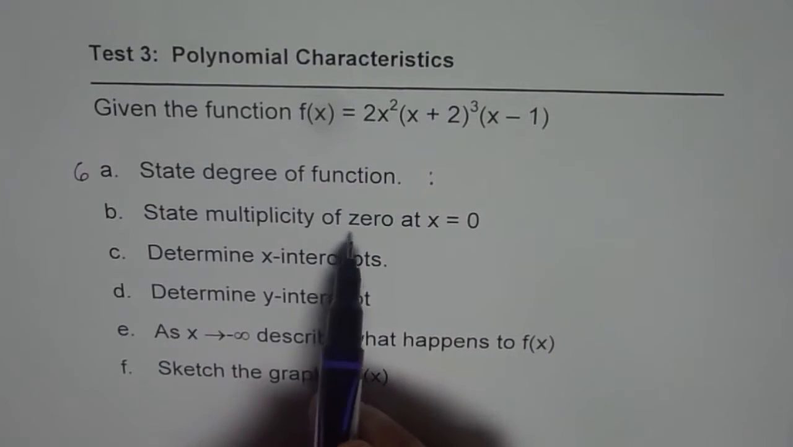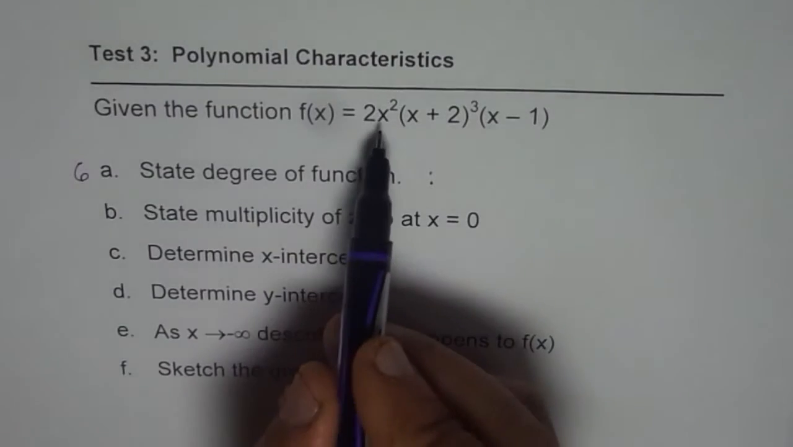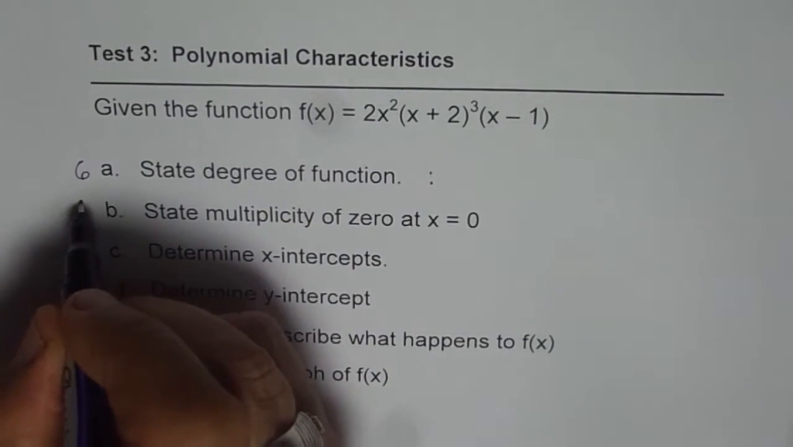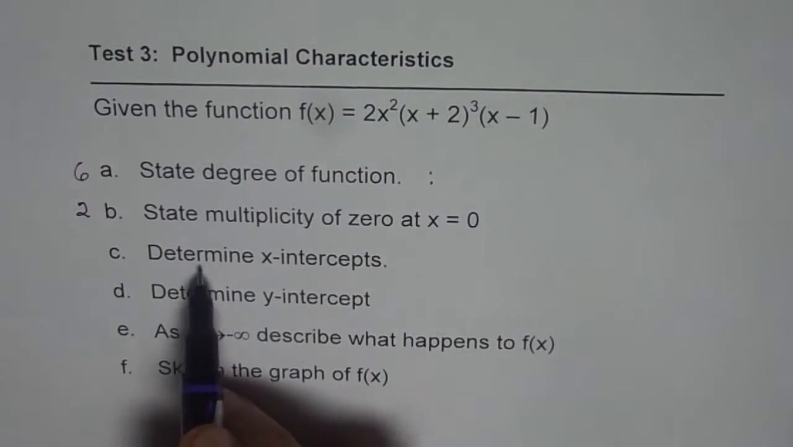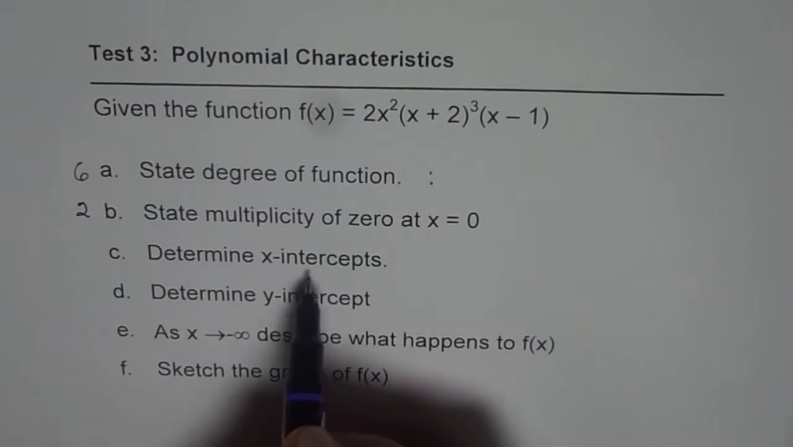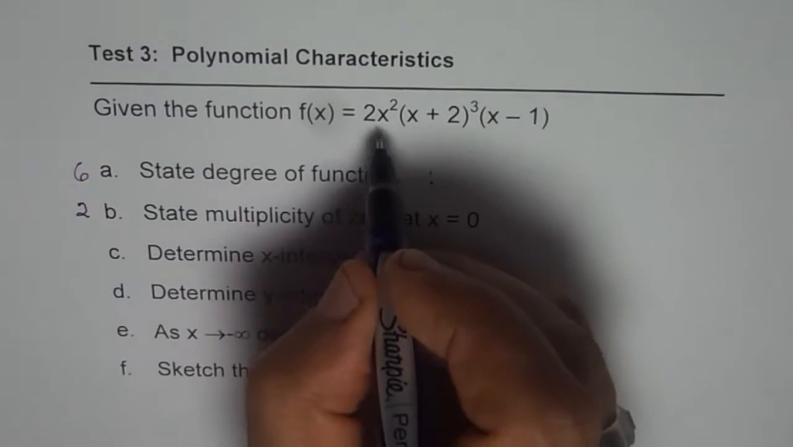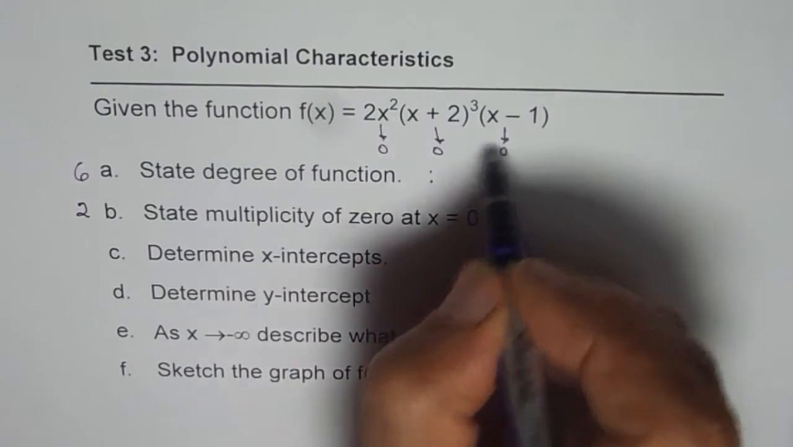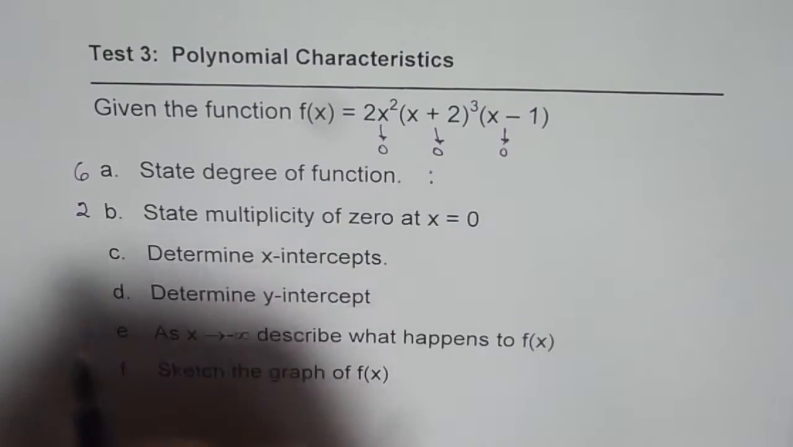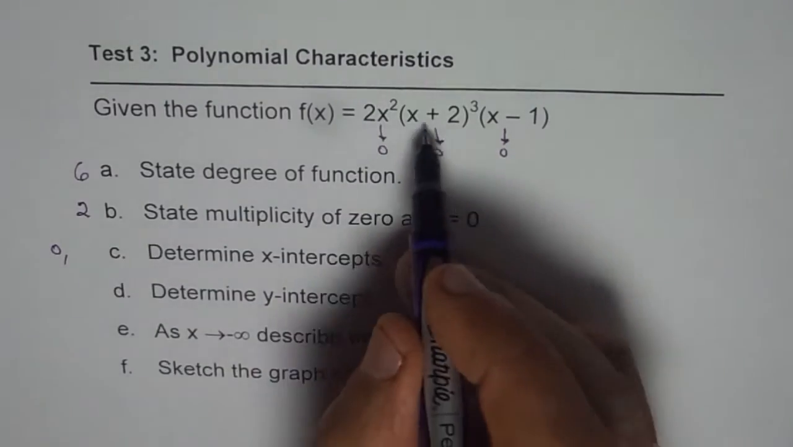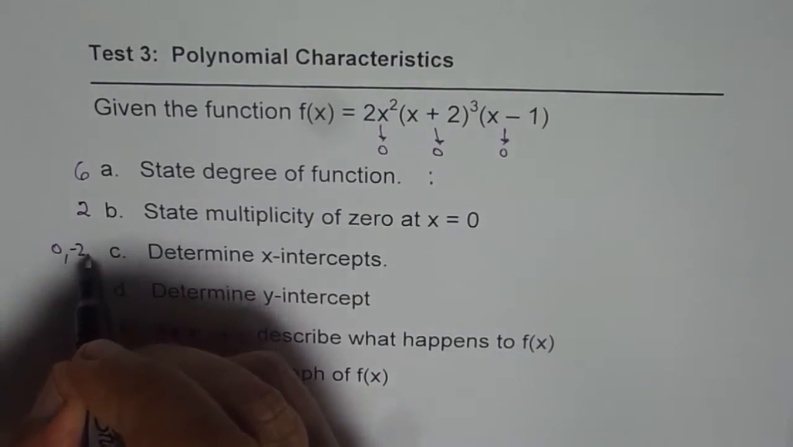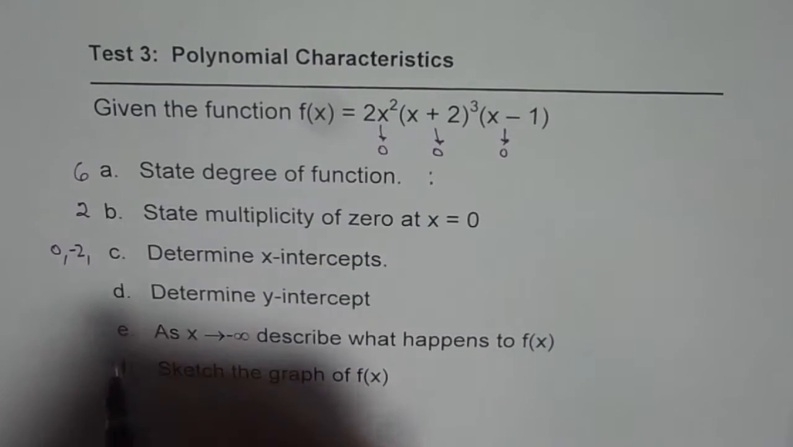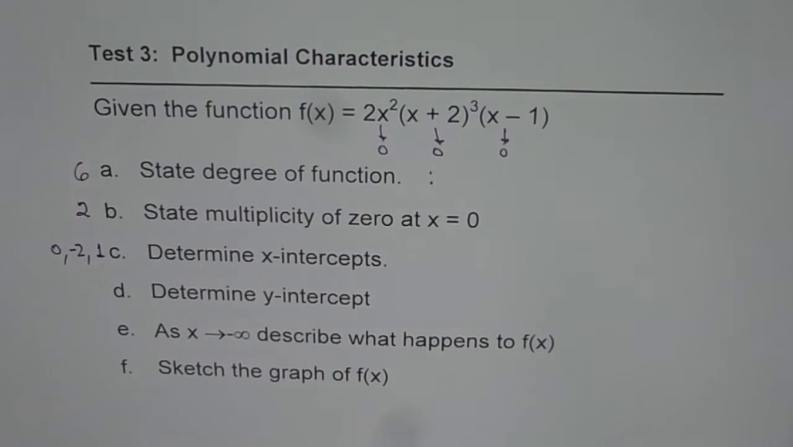State the multiplicity of 0 at x equals 0. Here, x squared gives a multiplicity of 2. Determine the x-intercepts. For finding x-intercepts, we have to equate each term to 0, correct? Each to 0. Now, this will be 0 at 0. This will be 0 at minus 2. And the third factor will be 0 at x equals 1. And therefore, these are your x-intercepts.